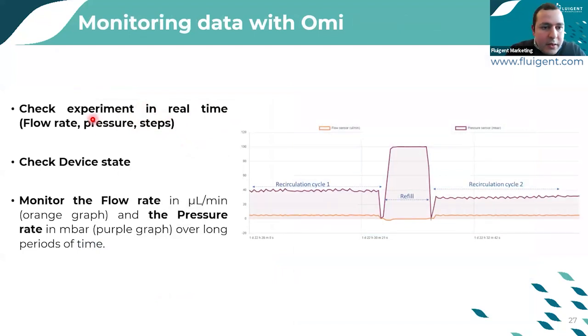Finally, you can see here an example of a graph that it can show after the experiments. If you are doing a recirculation, you can see the flow rate in function of time, and the pressure and how the pressure can automatize or adapt itself in order to guarantee the stability of the system. And of course, each step, for example here you can see a refill, is directly detectable in function of the flow rate that you are working with. So you can directly monitor in real time the pressure, the flow rate, and so on.